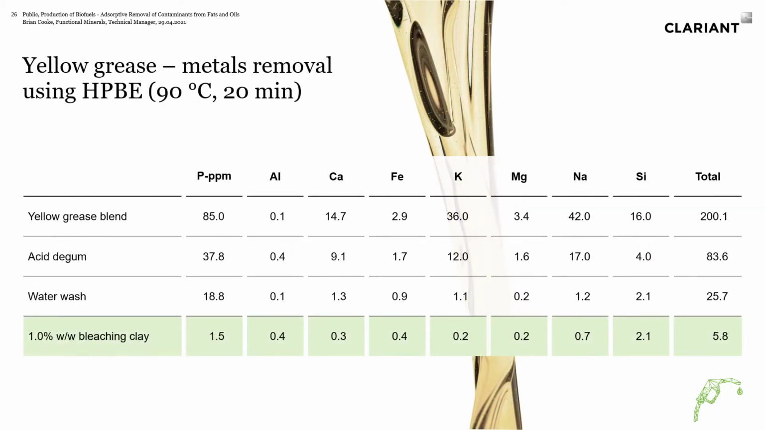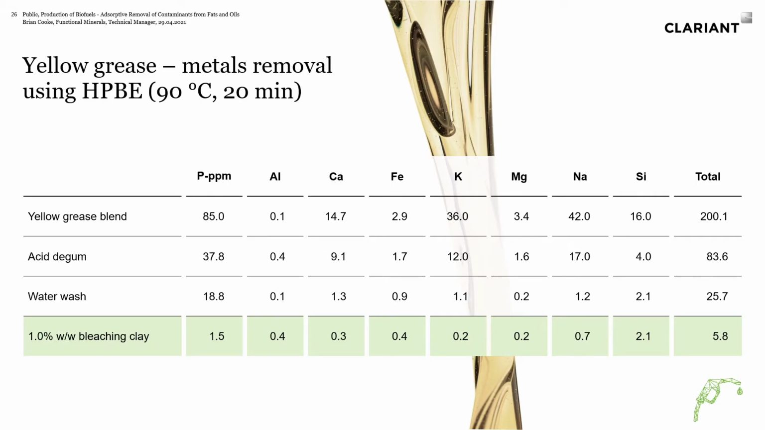So the next couple of slides, we're going to look at some examples. We started with a yellow grease. The phosphorus was 85 parts per million. That went through an acid degumming and water wash to remove that down to about 19 parts per million. After the use of 1% by weight clay, that was reduced down to 1.5 parts per million, down to less than that 2 parts per million as we talked about before.